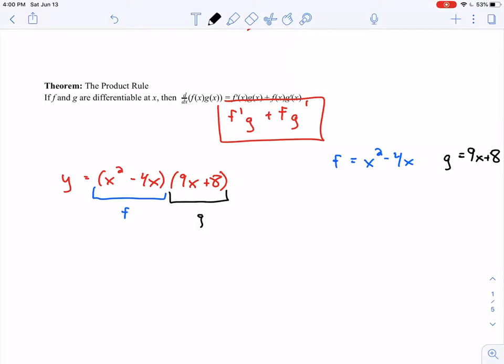So if I look at my product rule formula, I need f prime and I need g prime as well. So I also just need the derivatives of these two functions that I've assigned here. So f prime, the derivative of x squared minus 4x, that should be 2x minus 4. And then the derivative g prime will just be 9 here. At this point, I think I have everything I need laid out.